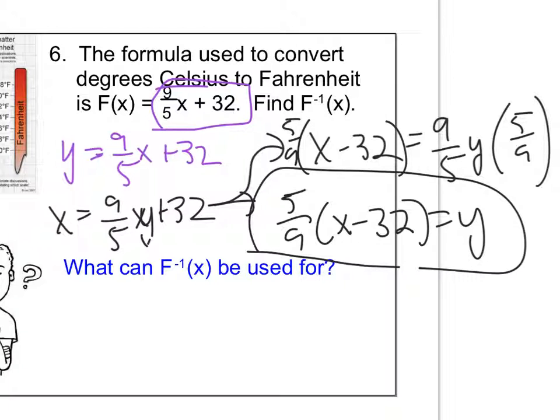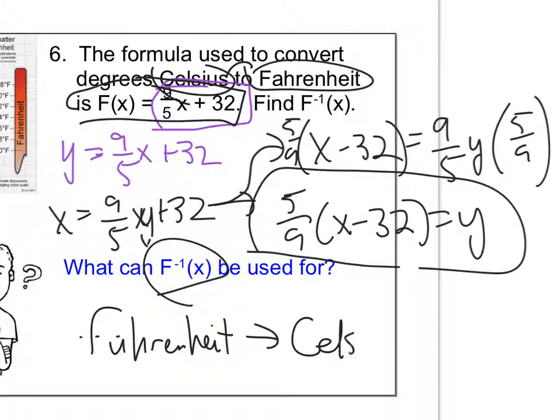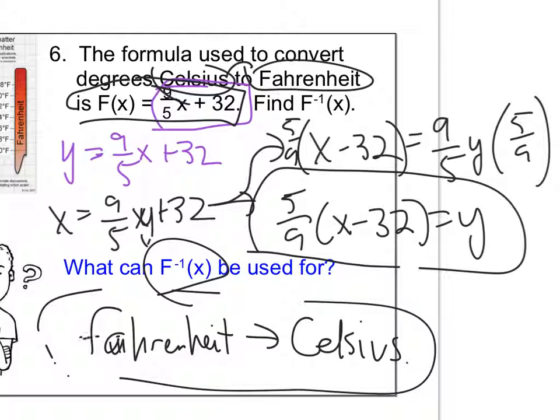So if the original function can go from Celsius to Fahrenheit, what do you think the inverse does? Well, I'm really hoping you say, well, you know what? The inverse goes from Fahrenheit back to Celsius. There's my answer. All right?